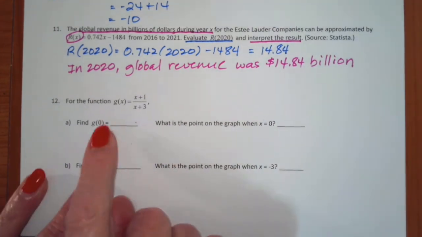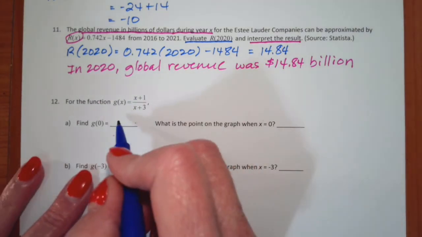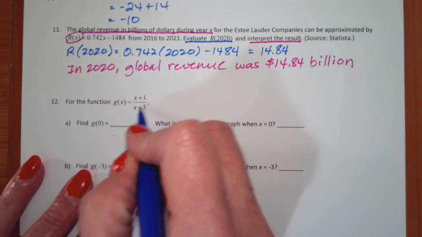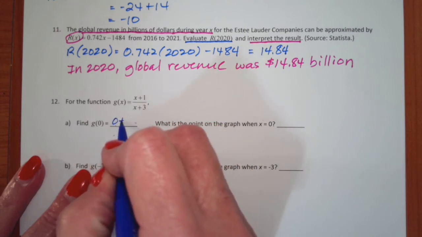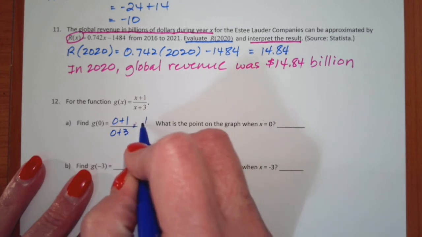Okay, so let's look at our last function here. For the function g of x equals x plus 1 over x plus 3, if I want to find g of 0, well, that means I'm going to put it in here. That's going to give me 0 plus 1 divided by 0 plus 3, and that's going to give me 1/3.